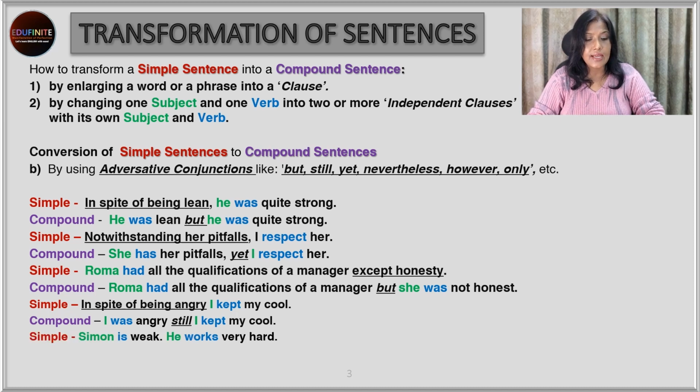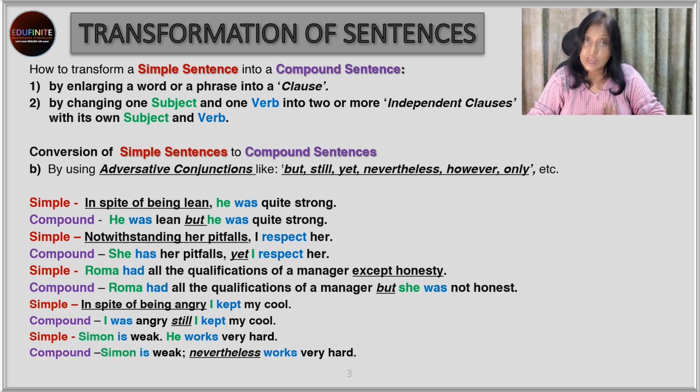Now the next one, Simon is weak. He works very hard. So we have two simple sentences. Now let's see how we join them together. Simon is weak, nevertheless works very hard. So again here, nevertheless, he works very hard. We don't use the he, we keep it hidden and say works very hard.